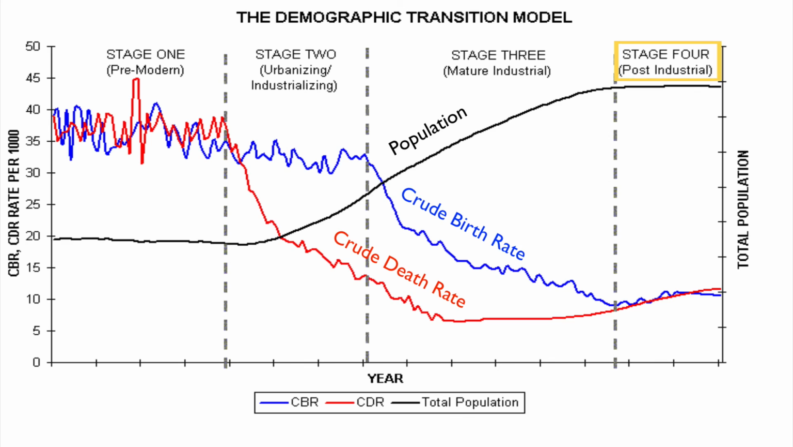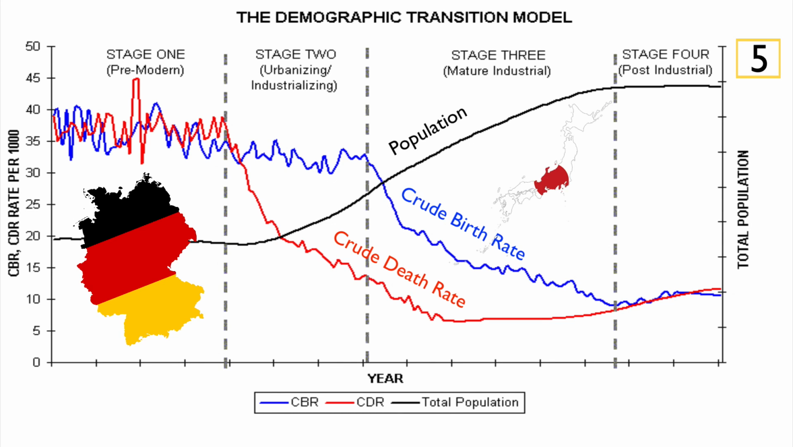Then we reach stage 4. Essentially, the CBR has met the CDR, the population is at its peak, but it's not increasing anymore. This is the stage of many developed countries. Next, we move to stage 5. Now, this isn't an official stage, but many believe that a stage exists based on countries like Germany and Japan that now have decreasing populations.